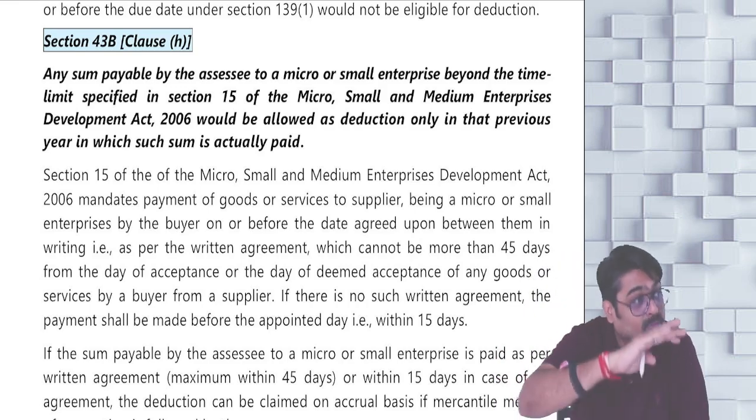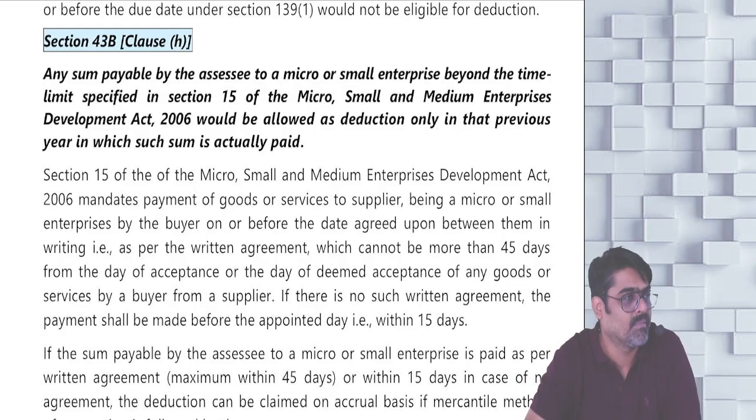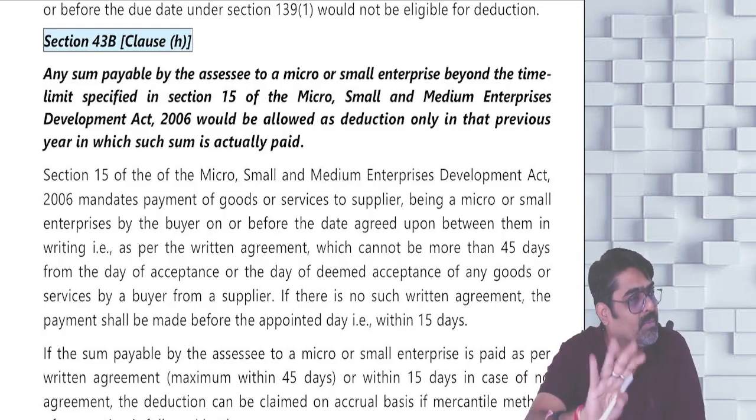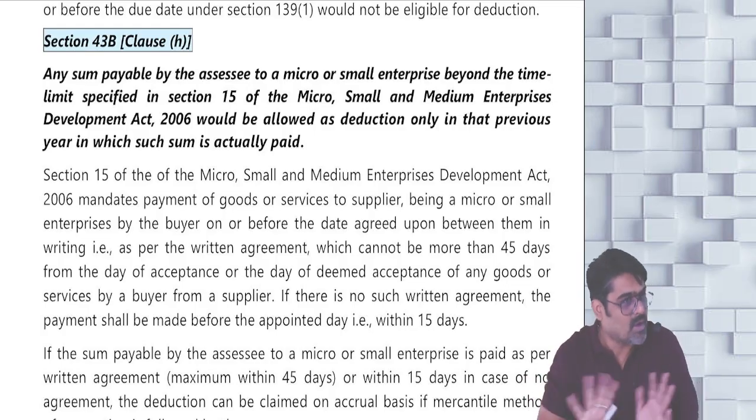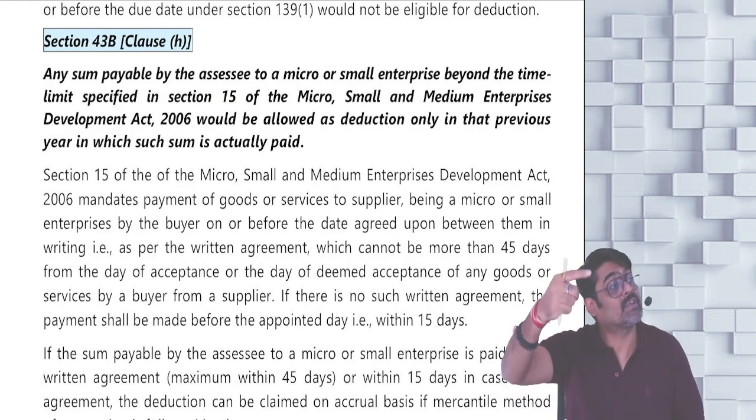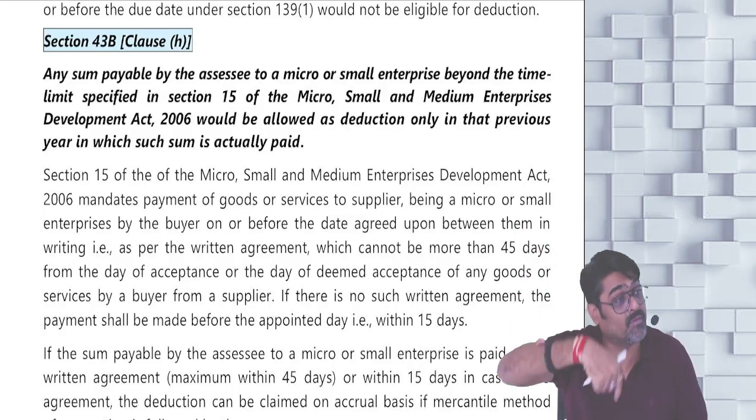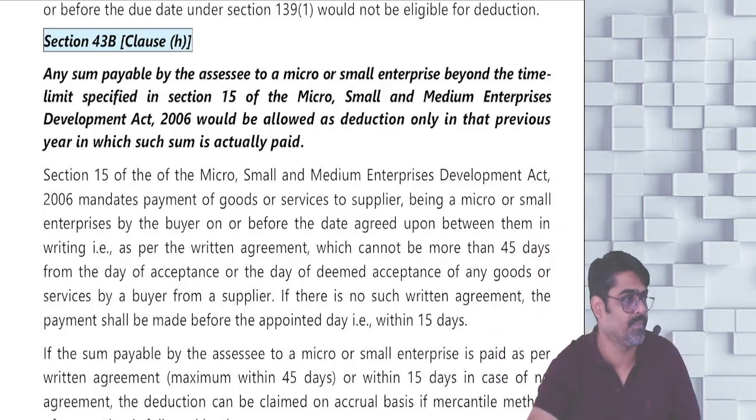But if the payment is made beyond that time, then the payment will be disallowed as per 43B, will not be allowed as a deduction from this year's business income, will be allowed as a deduction from that year's business income in which it is actually paid.